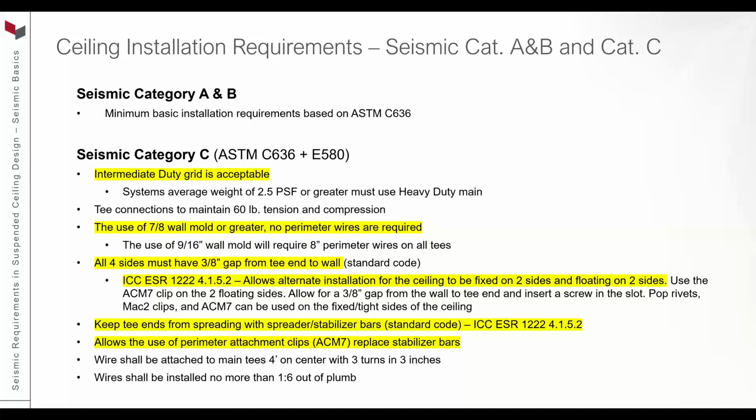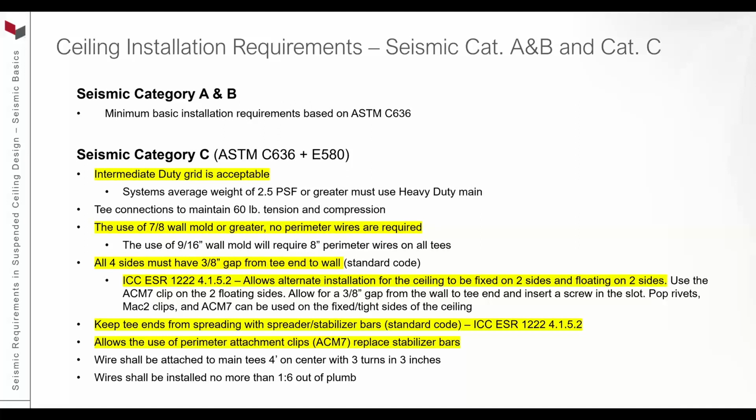There are 6 seismic categories, A through F, and they're broken up into 3 tiers, A and B as the first tier, C is the next tier, which will be moderate seismic activity, and then the last tier is D through F, which has the greatest seismic activity.